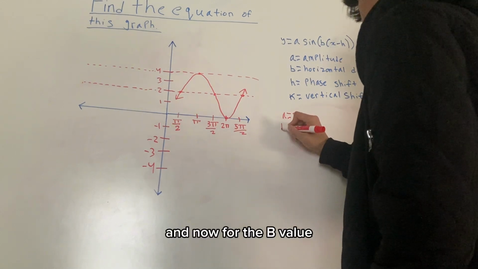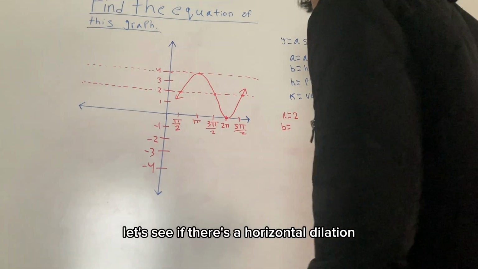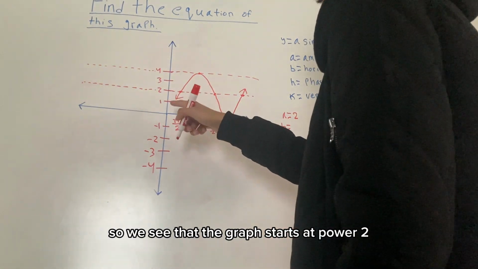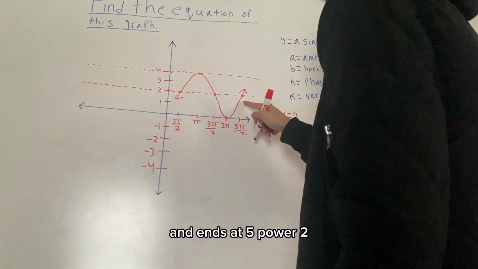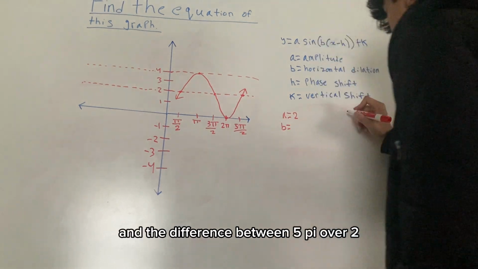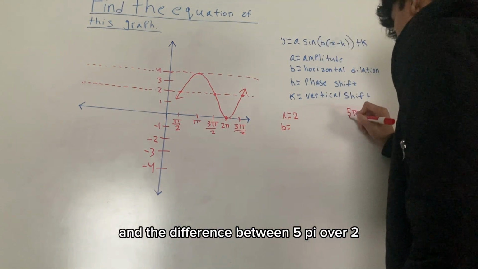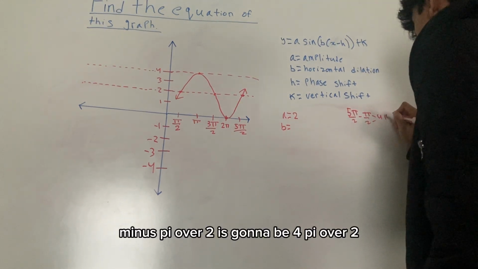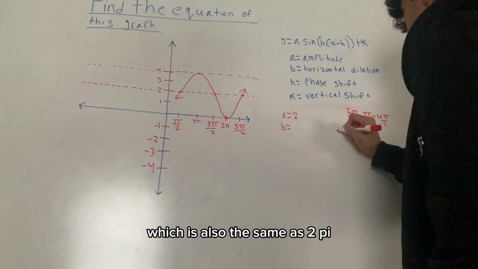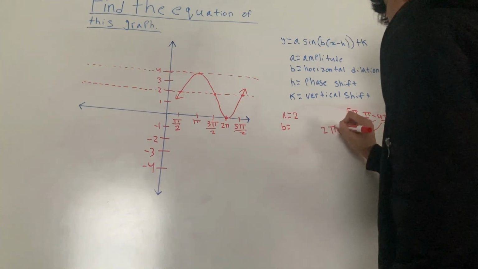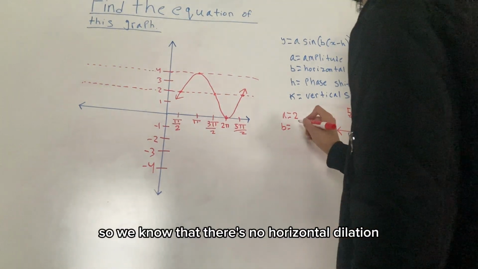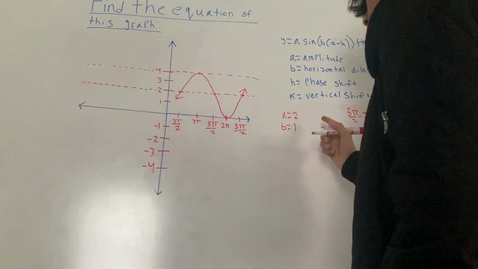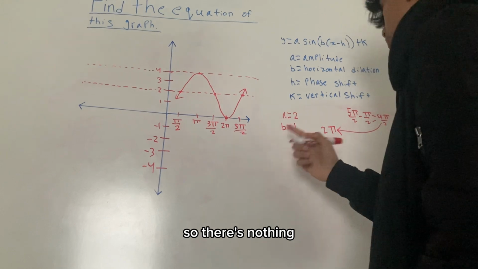And now for the B value, let's see if there's a horizontal dilation. So we see that the graph starts at pi over 2 and ends at 5 pi over 2. And the difference between 5 pi over 2 minus pi over 2 is going to be 4 pi over 2, which is also the same as 2 pi. So we know that there's no horizontal dilation because the period of a parent function of a sine function is just 2 pi. So there's nothing.